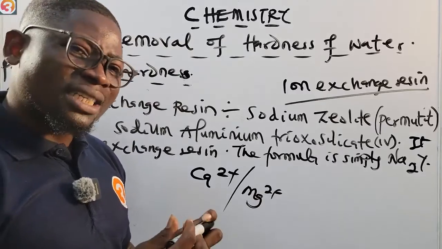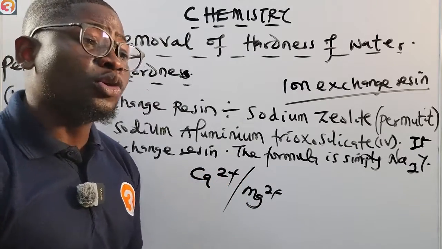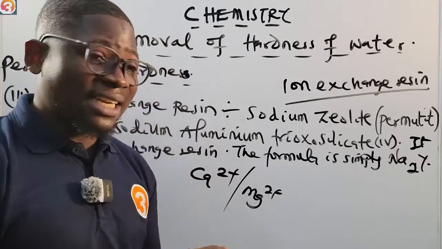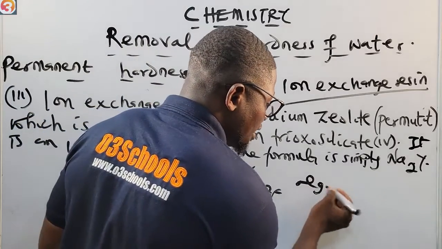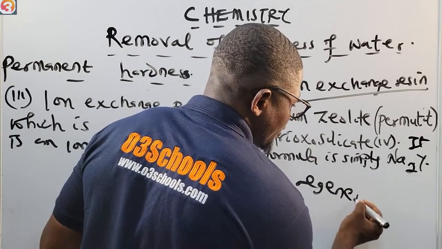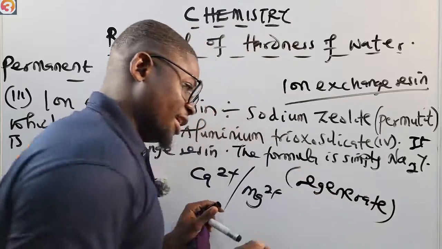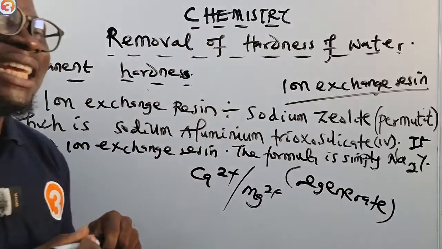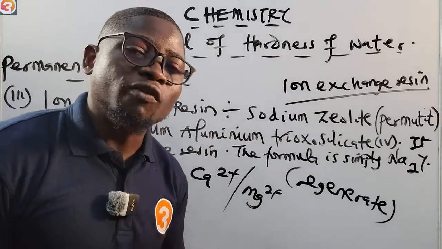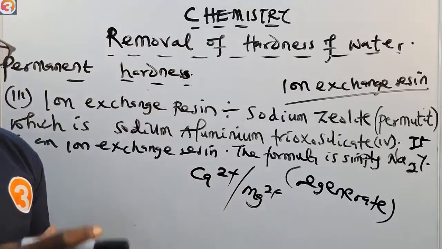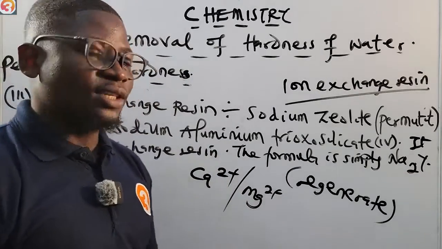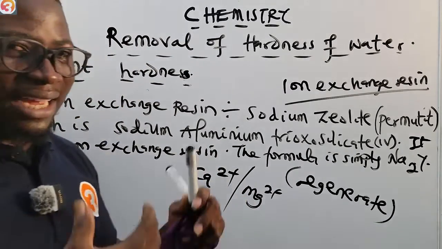Because it has stuck itself to the resin, if you want to use the resin again, that is called regeneration. To regenerate the resin, you add a concentrated solution of sodium chloride. I'm going to show you the reactions as they happen.